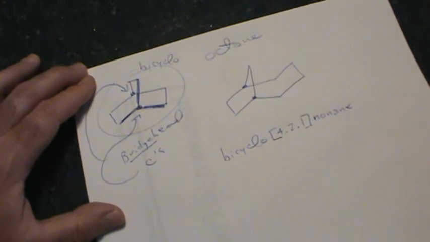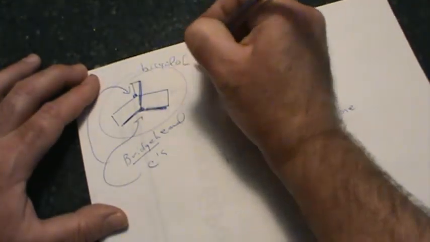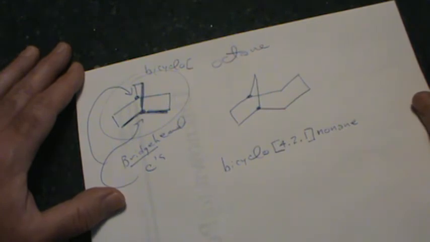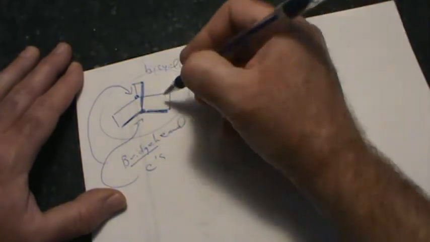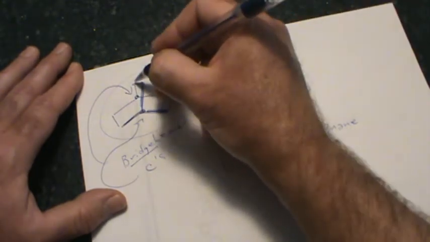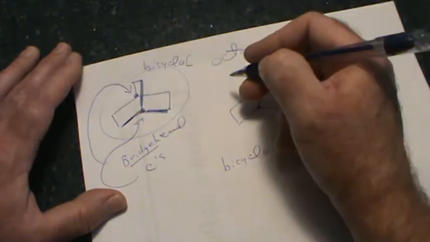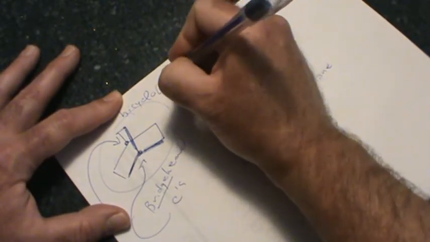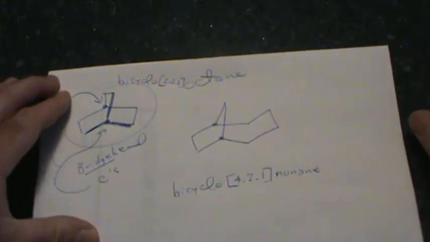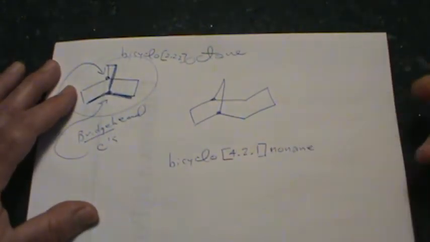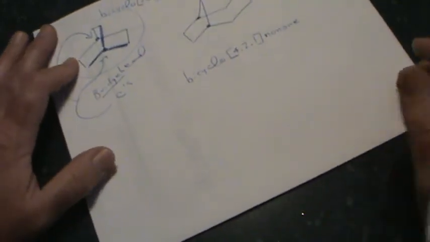It's a bicyclo. In brackets, I need to give the lengths of the bridges, starting with the longest, going to the second longest, and then the shortest. But it turns out that all 3 bridges are the same size. 2 carbon bridge, 2 carbon bridge, 2 carbon bridge. So this is a bicyclo 2.2.2 octane. Bicyclo 2.2.2 octane. Bicyclo 4.2.1 nonane. Let me give you another one.